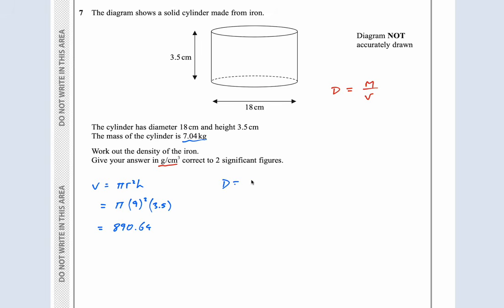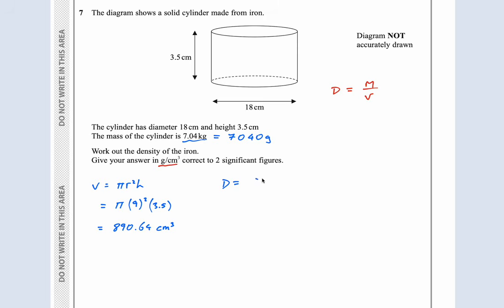The density is therefore mass over volume. Now, actually, guys, be very careful. I've just seen something. This is in grams per centimeter cubed. So this is centimeter cubed, fine. But this is not in grams, this is in kilograms. So this is equal to 7,040 grams. So just be careful.